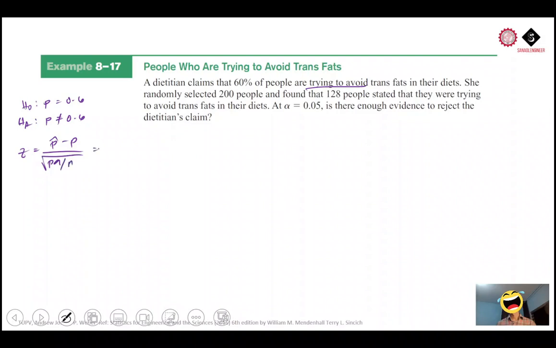So let's solve for this. p hat is x over n, which is 128 divided by 200. That is 0.64. So 0.64 minus 0.6, divided by the square root of 0.6 times 0.4 divided by 200.